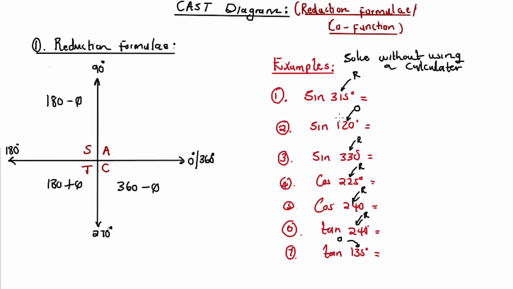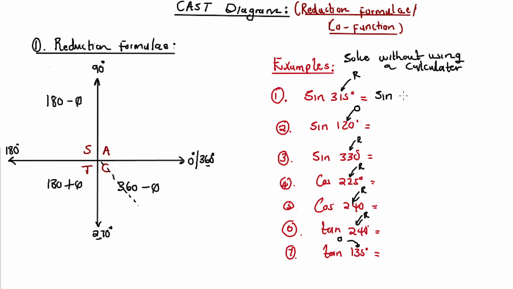So let's solve these ones. Okay, so 315. Where do we find 315? The first thing you have to do is ask yourself, where is the given angle, whether reflex or obtuse, found? First, second, third, or fourth? I can see that 315 is found in the fourth quadrant, because 315 is between 270 and 360. So it means that I'm going to use the 360 minus theta formula.